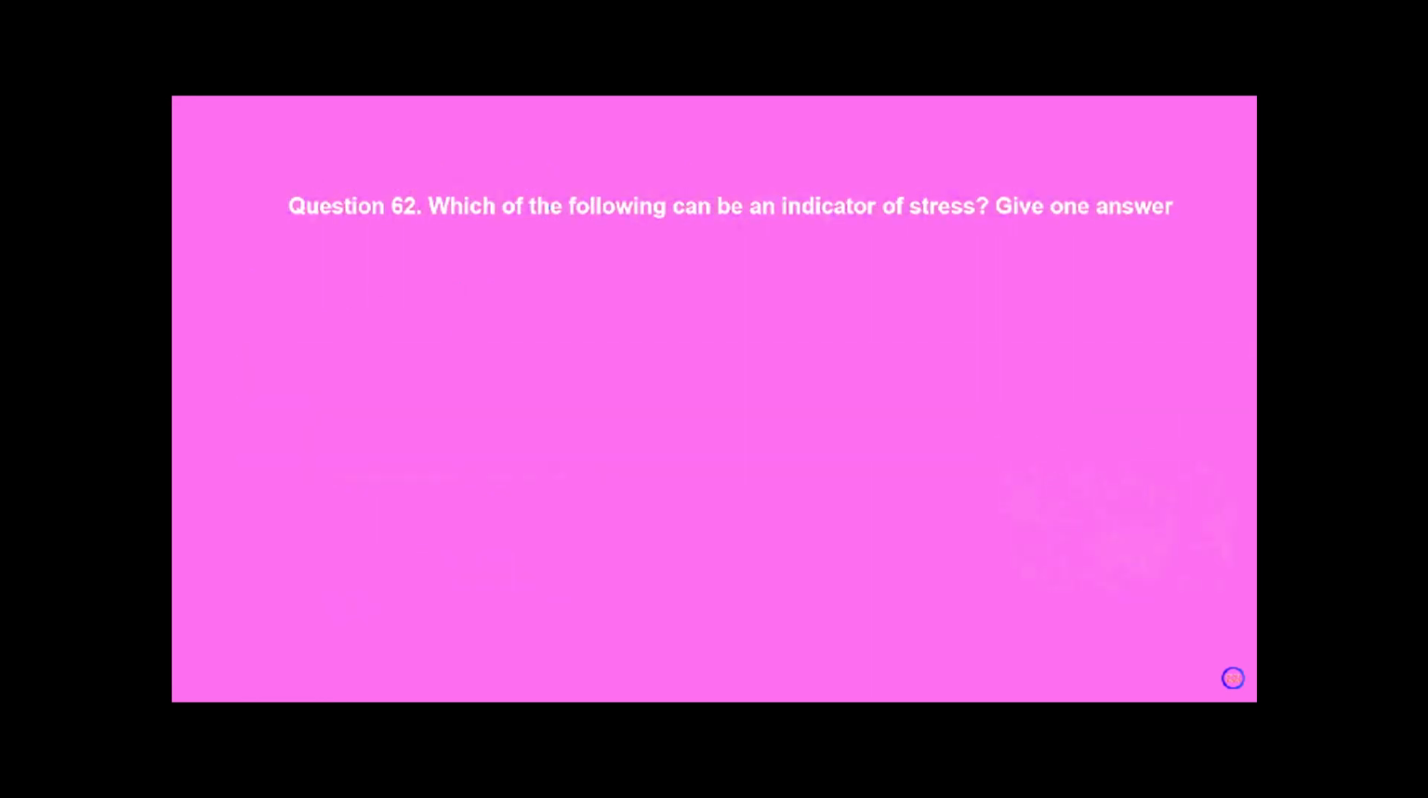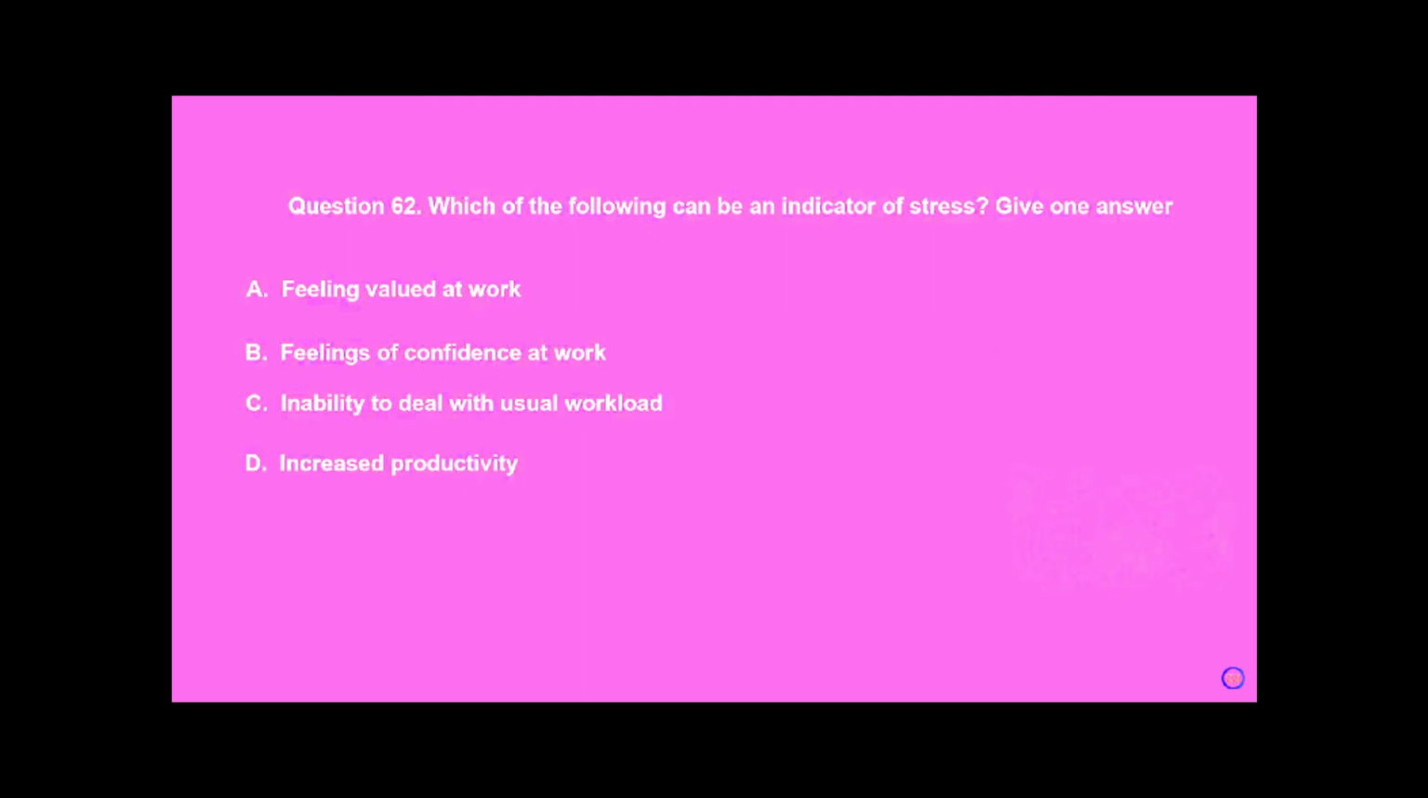Question 62. Which of the following can be an indicator of stress? Give one answer. A. Feeling valued at work. B. Feelings of confidence at work. C. Inability to deal with usual workload. D. Increased productivity. The correct answer is C. Inability to deal with usual workload.